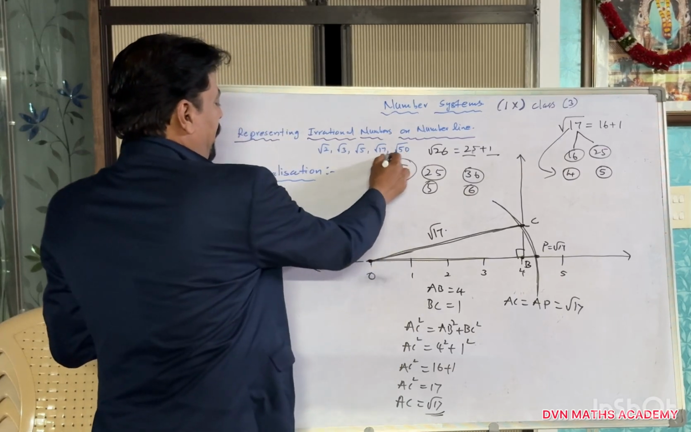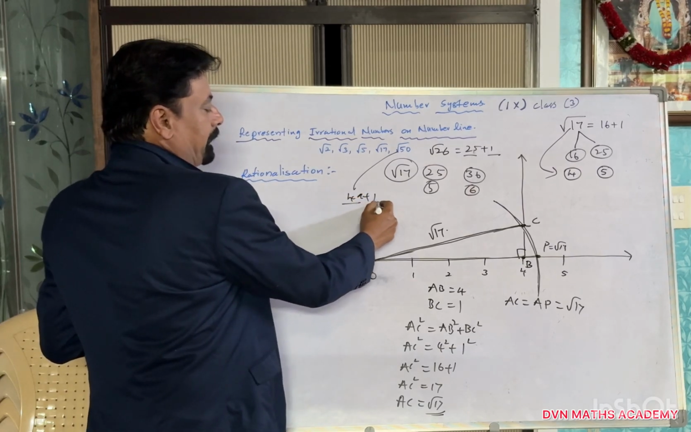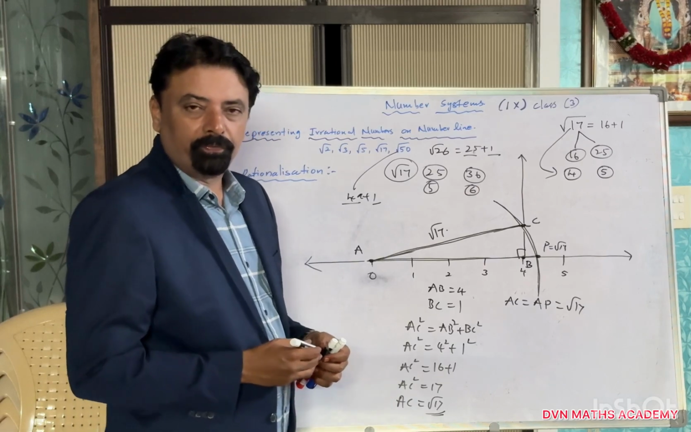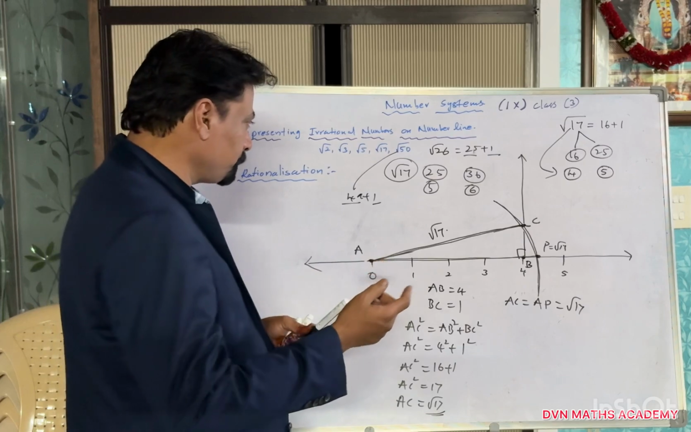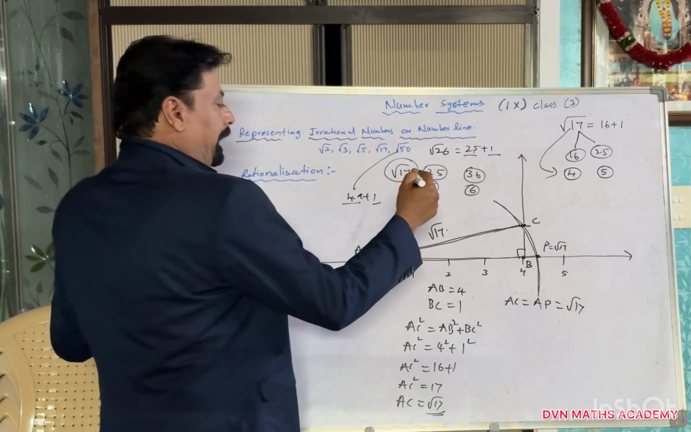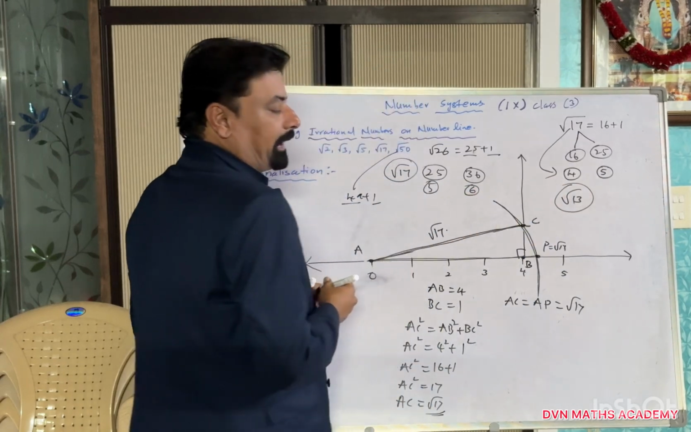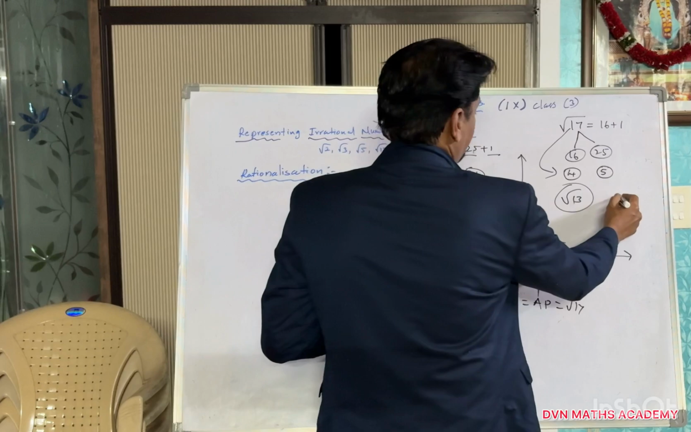For example, here 50 is there. This 50 I can write as 49 plus 1. So this is 7 square and this is 1 square, and it is easy to represent root 50 on the number line. For example, root 13 is there. How to represent this root 13 on the number line? This is also very interesting. So 13 I can write as 9 plus 4.